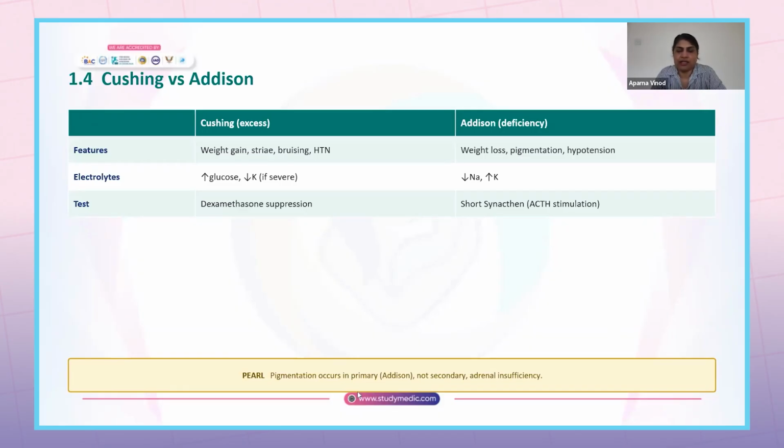Because in secondary adrenal insufficiency, ACTH is also low. Therefore, there will not be pigmentation. Whereas in primary Addison's insufficiency, the hormone is deficient. Therefore, the master gland tries to stimulate the gland to produce more. Therefore, there is more ACTH secretion. Along with that, melanocytes are also stimulated, and therefore, there will be pigmentation.